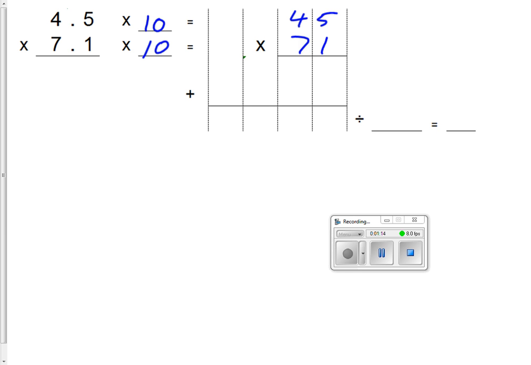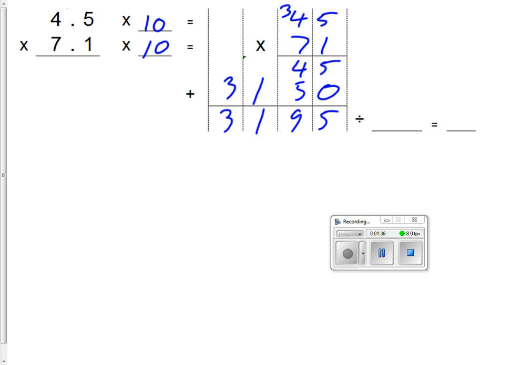Okay? So to just do this real quick, we have 45, so I'm multiplying 1 times 45. Then I'm doing 70 times 45, so I put the 0 there. And I'm going to do this real quick. All right, so when I multiply 71 times 45, I get 3,195.